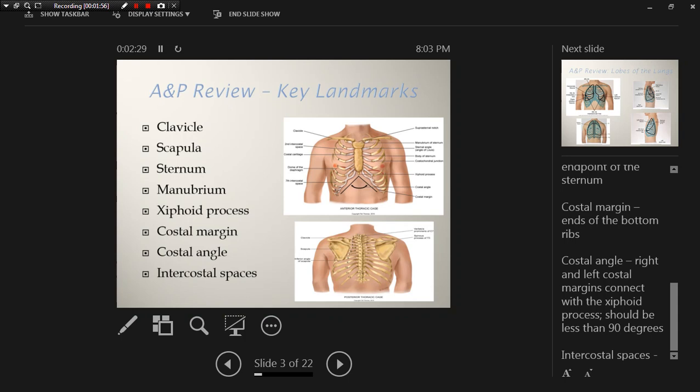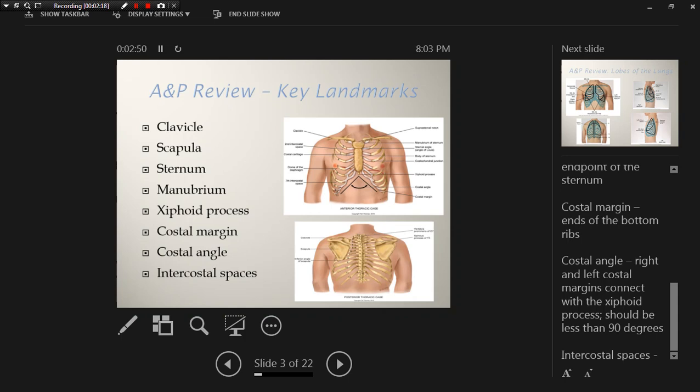If it's greater, we suspect enlargement of the lungs from overinflation of gases. And then obviously our intercostal spaces, those are going to be really important landmarks because that's where you're going to be listening. That's where you're going to be percussing. Okay? Because if you're not, you're not going to be hearing things.